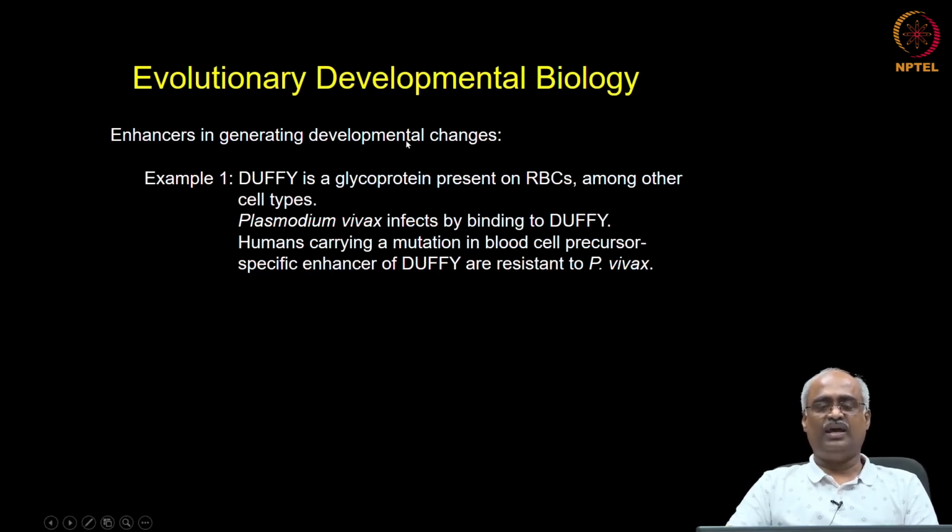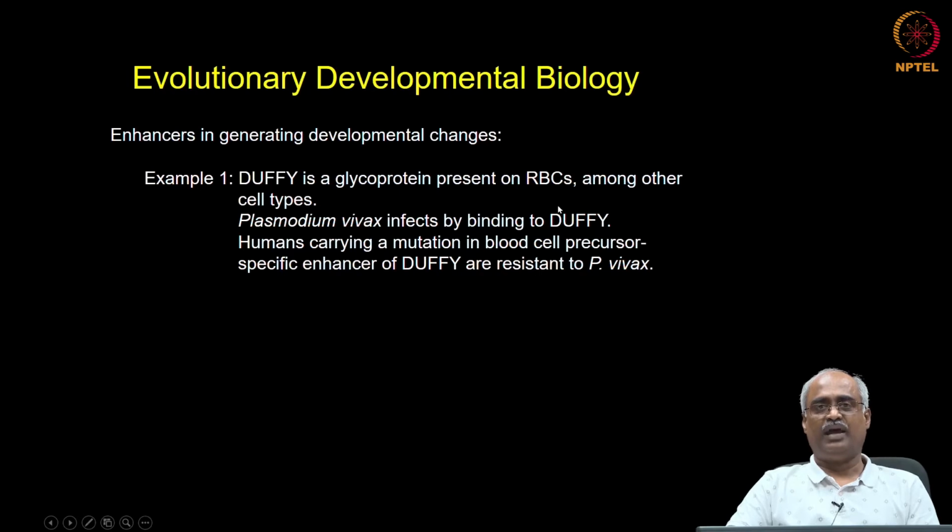So we have a receptor on our RBCs and also in many other cells called Duffy. It is a glycoprotein and it is essential for many signalings, and it is an essential protein. And unfortunately, Plasmodium vivax, a relative of Plasmodium falciparum that causes malaria, infects by binding to the Duffy protein present on RBCs.